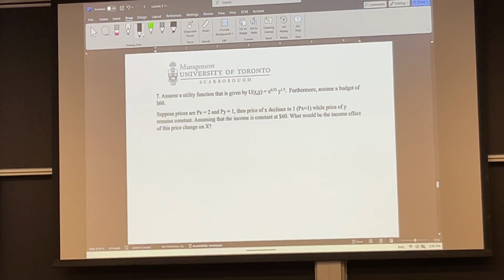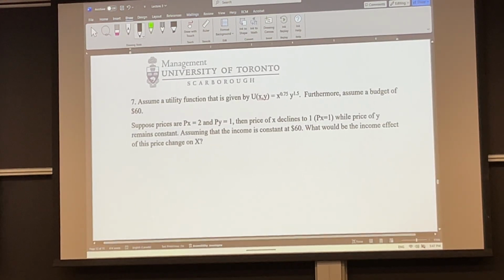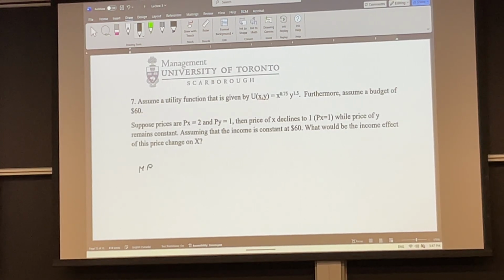Next one is sort of the same, but I went to the other side. Here the price goes down. So besides changing the function, I change the direction of the price change as well. So I'll let you do both sides. And that should be good enough to solve any question. Okay? Okay. Let's see. I need the MRS. What's the MRS here?